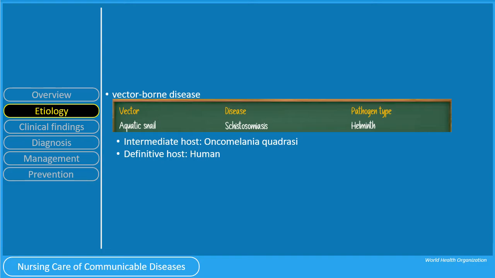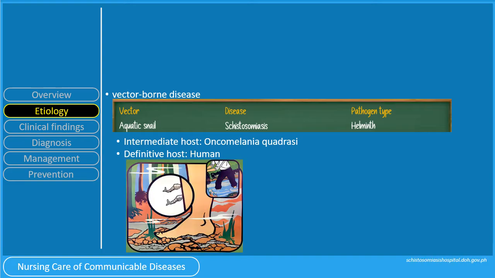The definitive host is the one which harbors the adult parasite and where the parasite reproduces sexually. The intermediate host is the host which harbors the larval stage or the asexual form of the parasite. In the case of schistosomiasis, the Schistosoma japonicum larva, termed cercaria, is swimming in infested waters and enters the body by penetrating the skin. The larva comes out from the snail, the Oncomelania quadrasi or the intermediate host, which is as small as the grain of rice.